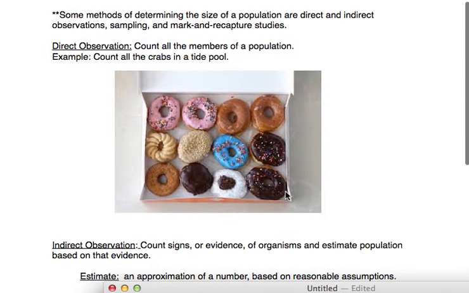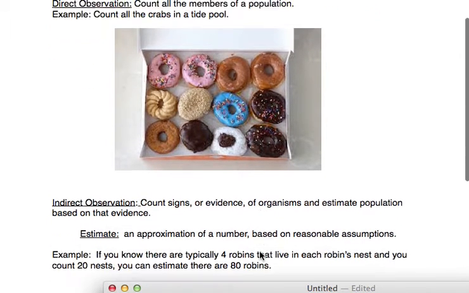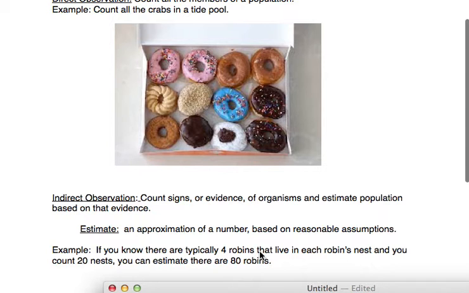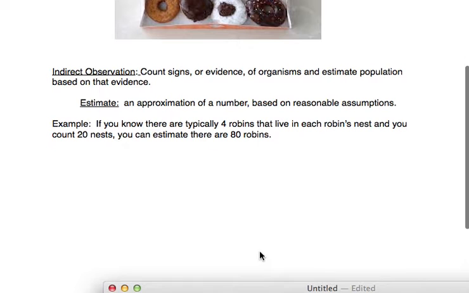So that's direct observation: counting all the members of a population. Indirect observation is counting signs of an organism and estimating the population based on that evidence.